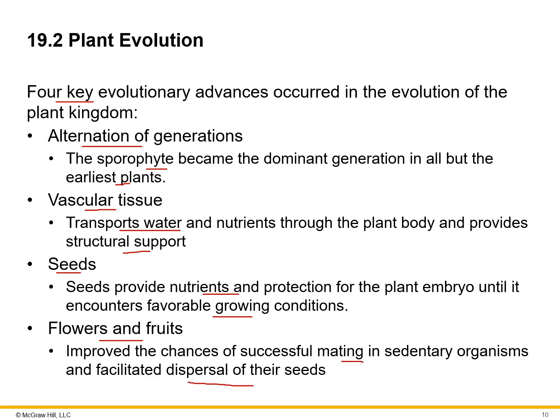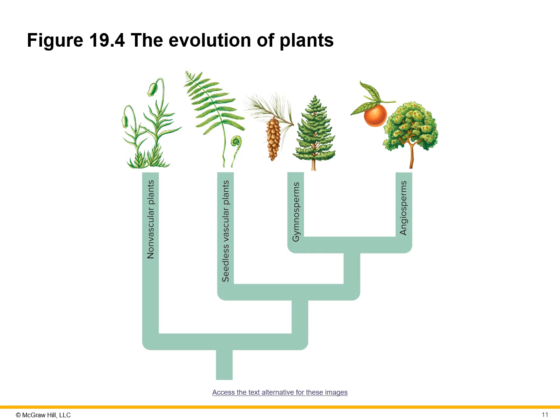So if we look at the phylogenetic tree that's been proposed, we have non-vascular plants, then seedless but vascular, so developing that vascular tissue, but not able to quite produce seeds yet. Then we get the gymnosperms that are able to produce the seeds, as we see here on the pine cone. And then later, the angiosperms that develop the fruit and the flowers.